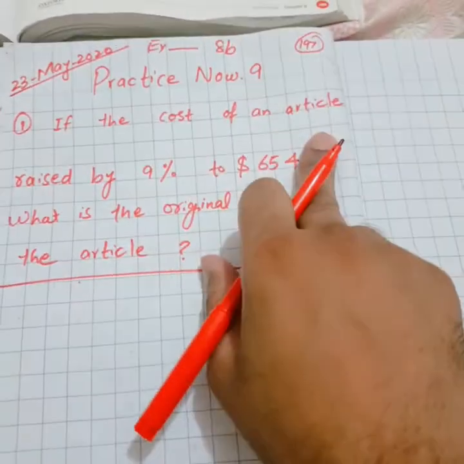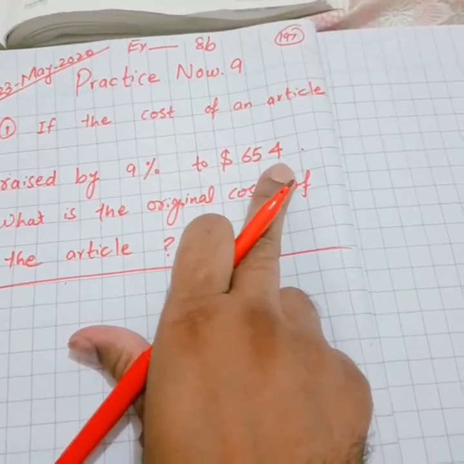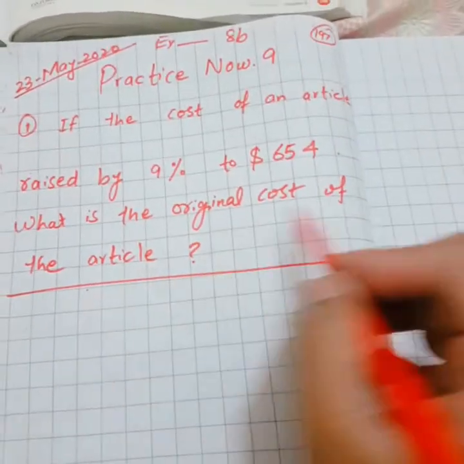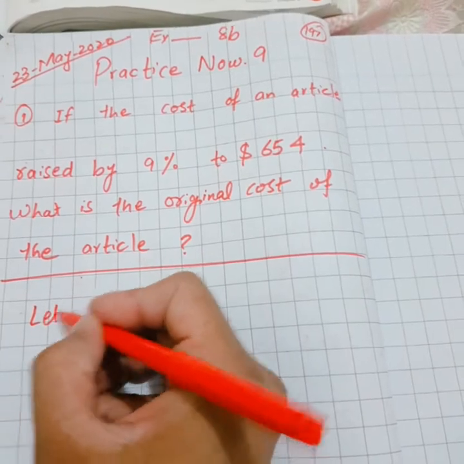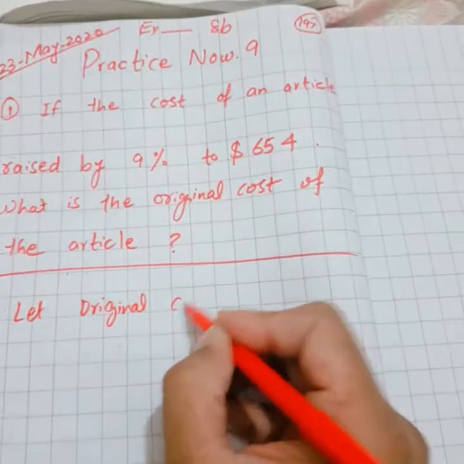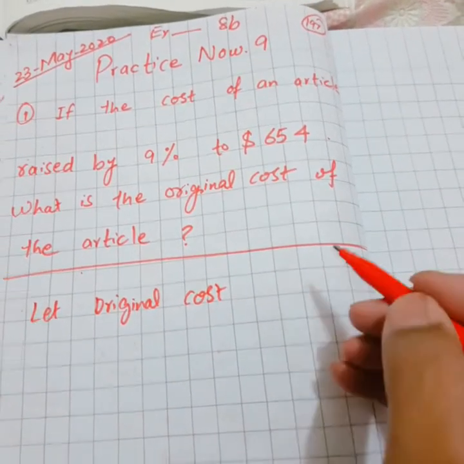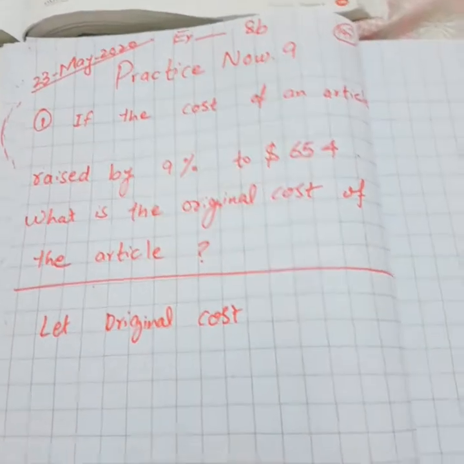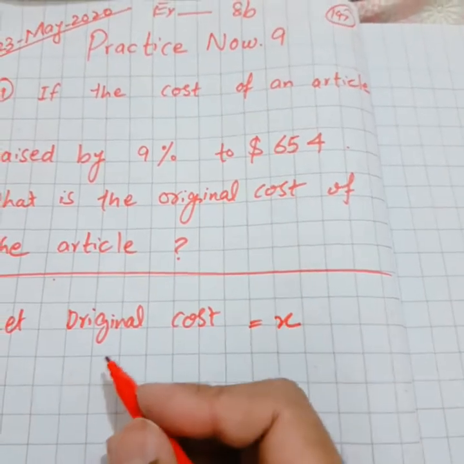If the cost of an article is raised by 9% to $654, what is the original cost of the article? Actually, we have to find the original cost of the article. So we shall let the original cost, which was the old cost, the old price of that article, suppose that article is a book or a magazine. So the original cost we have supposed as X.